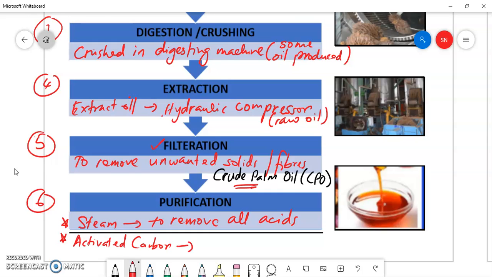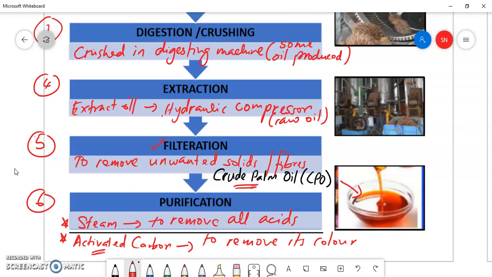Okay, then they run it through activated carbon. First they run the CPO, crude palm oil, through steam, then they run it through activated carbon. Now, activated carbon is to remove the color. Initially, the color of crude palm oil is dark red, reddish brown, dark colored. So when they run it through activated carbon, it becomes lighter. The color becomes lighter. So the function of activated carbon is to remove its color.